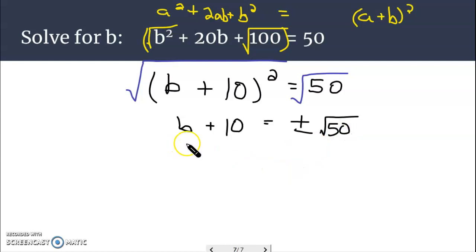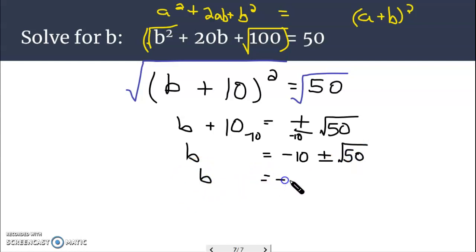To get b by itself, I'll take away 10 from both sides of the equation. B equals negative 10 plus or minus square root of 50. Now, we're still not done. 50 can be simplified. It's not a perfect square number, but it can be simplified. We have negative 10 plus or minus. I'm going to rewrite it as 2 times 25, or 25 times 2.